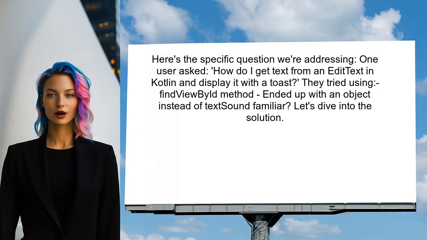Here's the specific question we're addressing. One user asked, how do I get text from an EditText in Kotlin and display it with a toast? They tried using the findViewById method, but ended up with an object instead of the text they needed. Sound familiar? Let's dive into the solution.